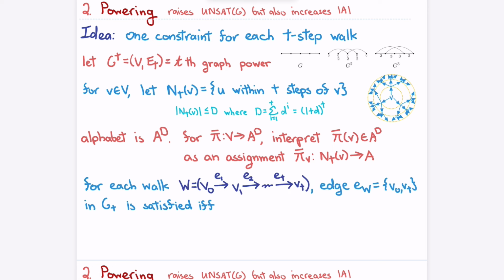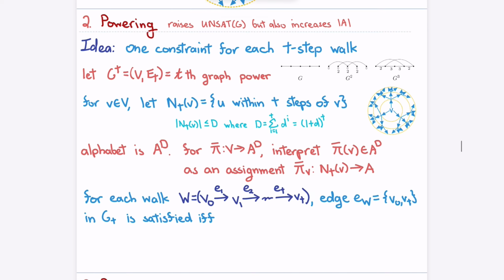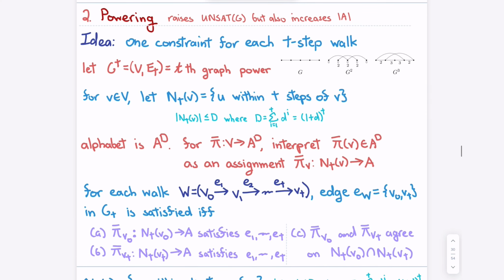So it'll be something like this. For each walk, things will only be satisfied if V0's labeling satisfies the individual constraints, the other endpoint's labeling satisfies the individual constraints, and on everything in between, they agree. That makes sense? We'll analyze this next time, and I'll remind us again, because this part's a little bit confusing. But that's what we'll do to try to amplify the unsat. Okay, thank you.